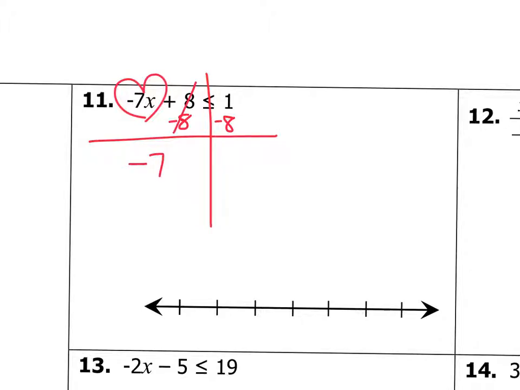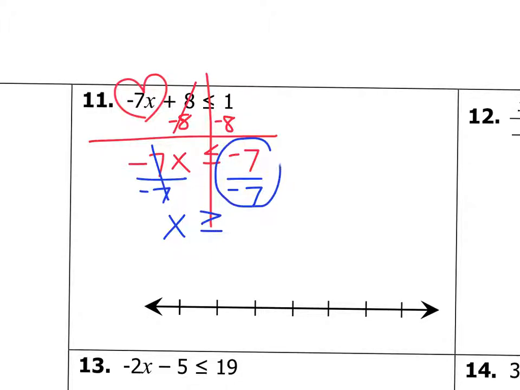So I have negative 7x is less than or equal to negative 7. And here is where you're going to flip your sign. Because how do I get rid of a times negative 7? Divide by negative 7. Because I'm dividing by negative 7, I switch it. So the less than or equal to becomes greater than or equal to. And what's negative 7 over negative 7? 1. So here's my solution.